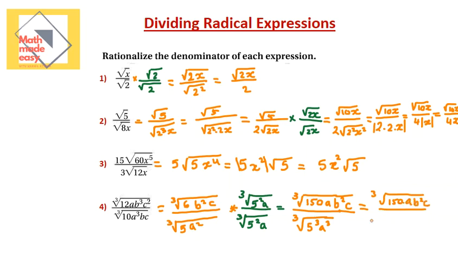The denominator is actually the cubic root of 5 cubed is 5, cubic root of a cubed is a. I'm not going to use an absolute value because I had an odd index.